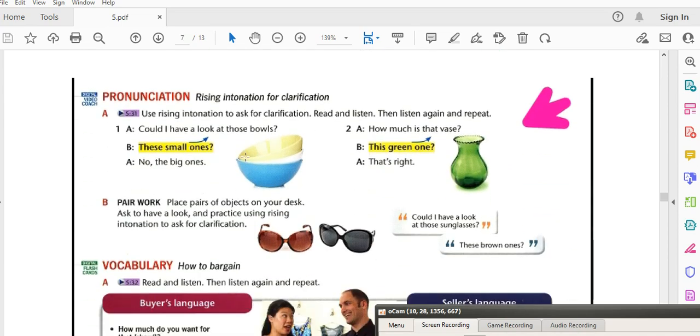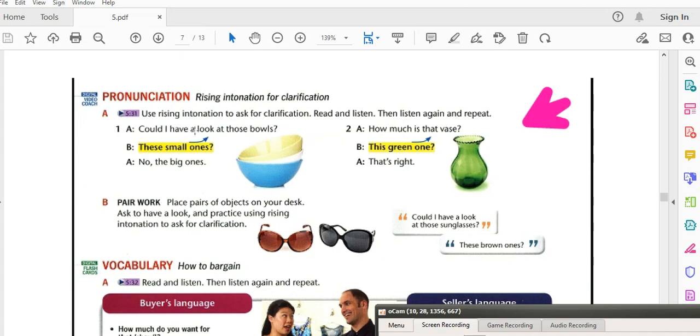Let's go to the pronunciation based on the intonation. For clarification, how do you want to voice the intonation? Listen. After listening, record your voice and send it to me. Please remember 31. Page 115. Pronunciation. Rising intonation for clarification. Exercise A. Use rising intonation to ask for clarification. Read and listen.